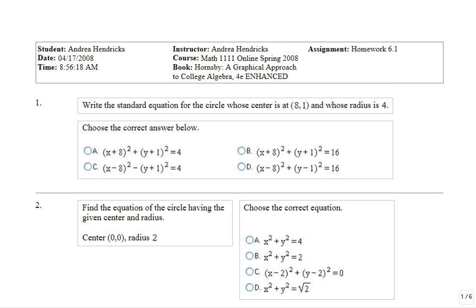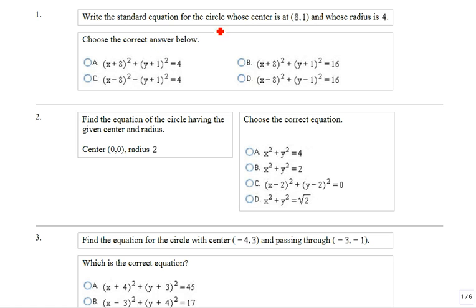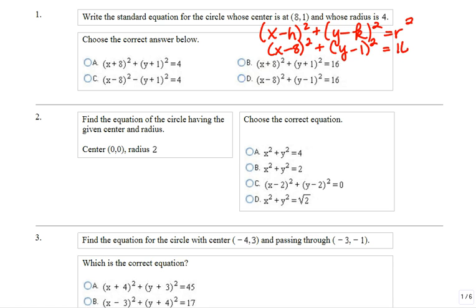contact me about those. So the first problem is to write the standard equation for the circle whose center is at 8, 1, and whose radius is 4. So recall that the standard form is (x - h)² + (y - k)² = r². So we have (x - 8)² + (y - 1)² = 4², or 16. And so that looks like part D.